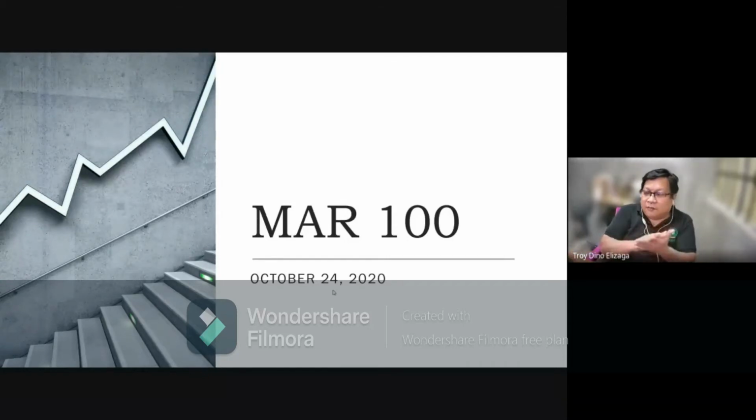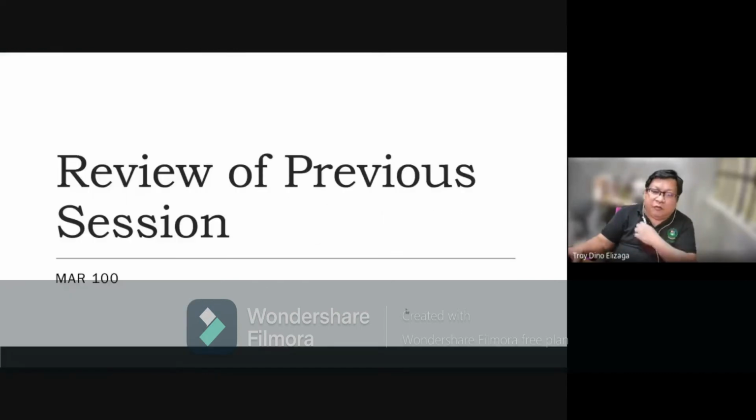For today's lesson, we first make a review of what we tackled last meeting. Last meeting we learned again about what mean, median, and mode are, and then we also learned about the standard deviation and range.